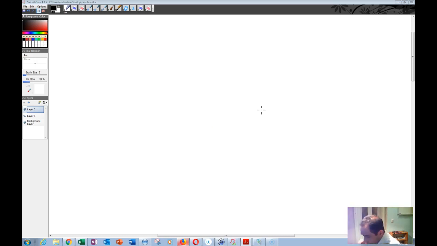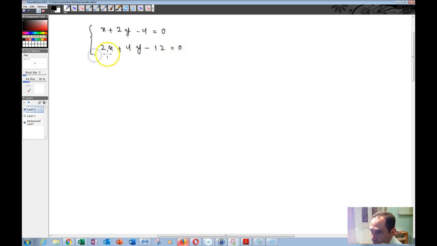Okay, and if you remember the situation that we had with the rails, we had two equations that represented two rails that never actually crossed one another. The equations were x plus 2y minus 4 is equal to 0, and 2x plus 4y minus 12 is equal to 0, and these were the equations.